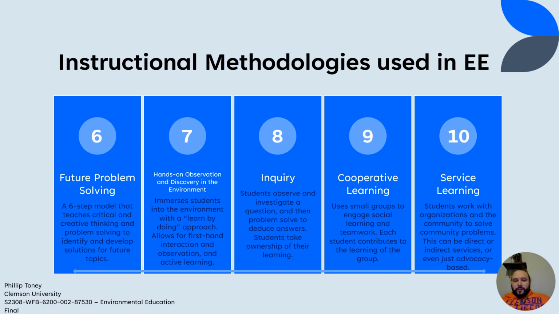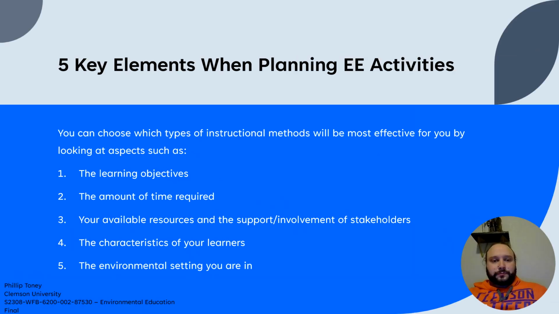Cooperative learning is another very popular one. This is the use of small groups to engage social learning and teamwork. And each student should contribute something to the group and to their learning. And then the last one is service learning, and this is where students work with the community or organizations within the community to solve community problems. Those can either be direct or indirect services, or it could even just be an advocacy-based type project where they're spreading information or the word about something that they've learned about.